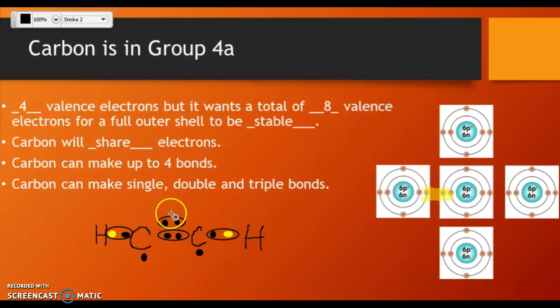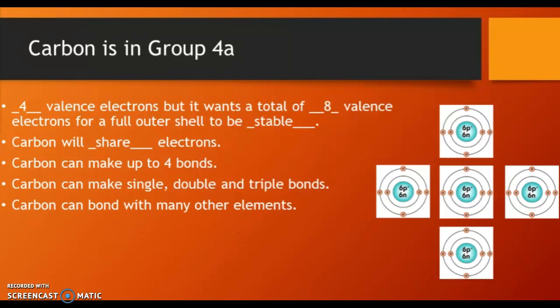Are my carbons happy? 1, 2, 3, 4, 5, 6, 7. Nope, we need a total of 8. So in this case, we're going to have to make what kind of bond between them? A triple bond. So now each carbon has 1, 2, 3, 4, 5, 6, 7, 8. And this carbon right here has 8 total electrons that it has access to.